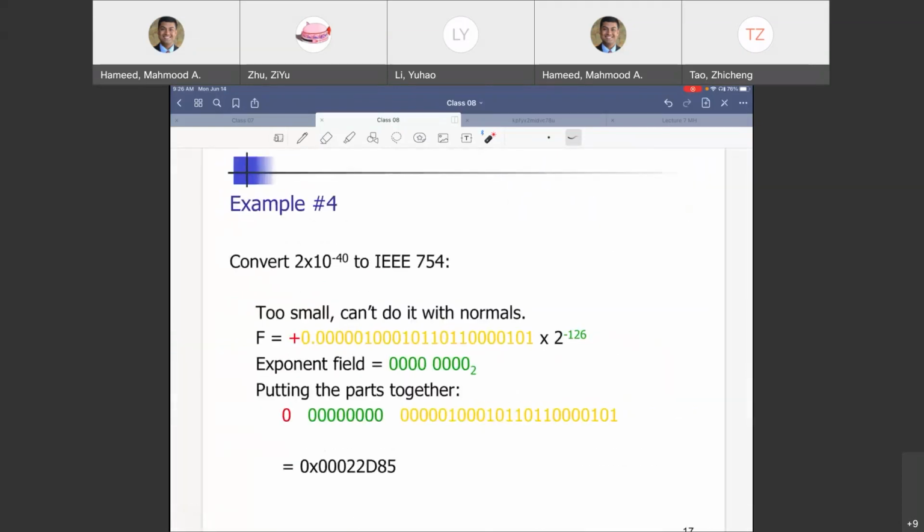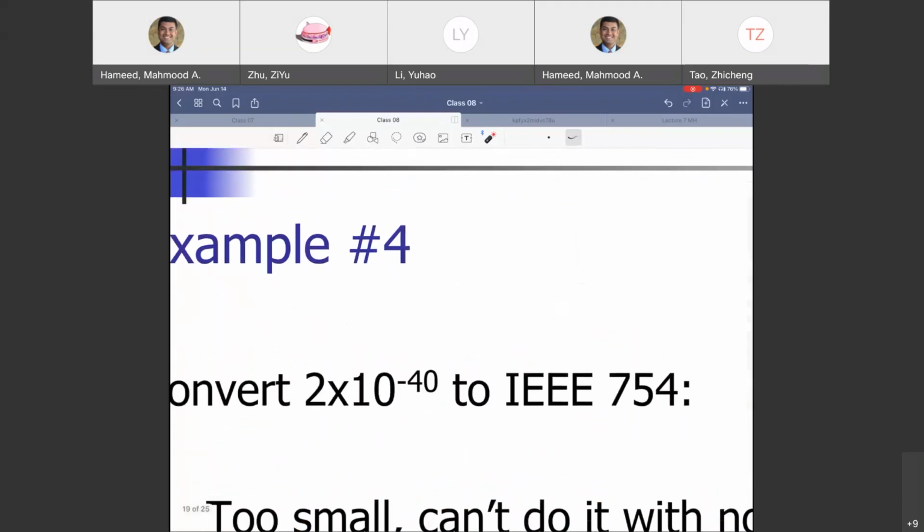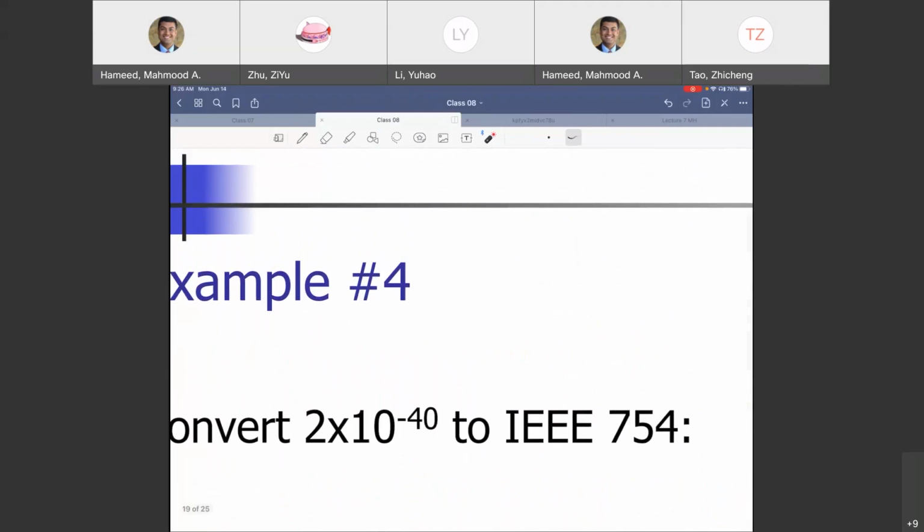Convert 2 raised to negative 40 to 754 standard. What is this number going to be? Denormalized, right? So this has to be a denormal, because it's smaller than 10 to the negative 38.